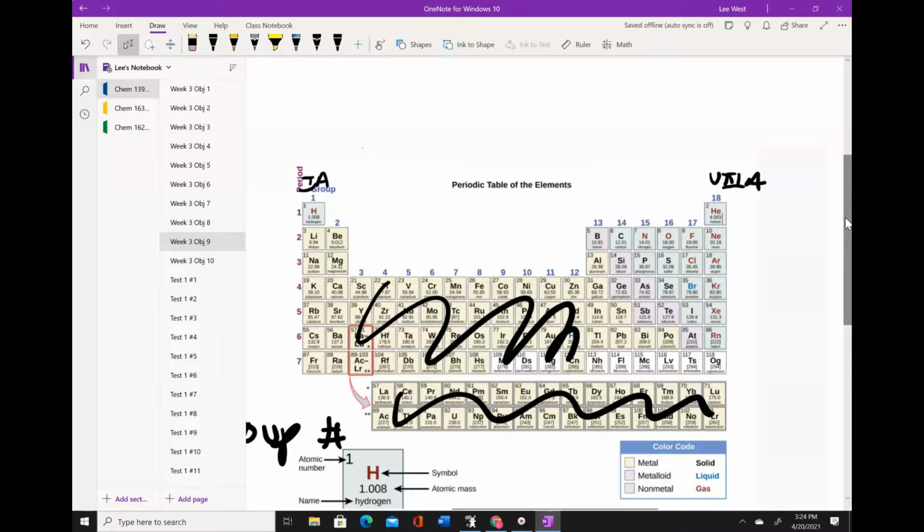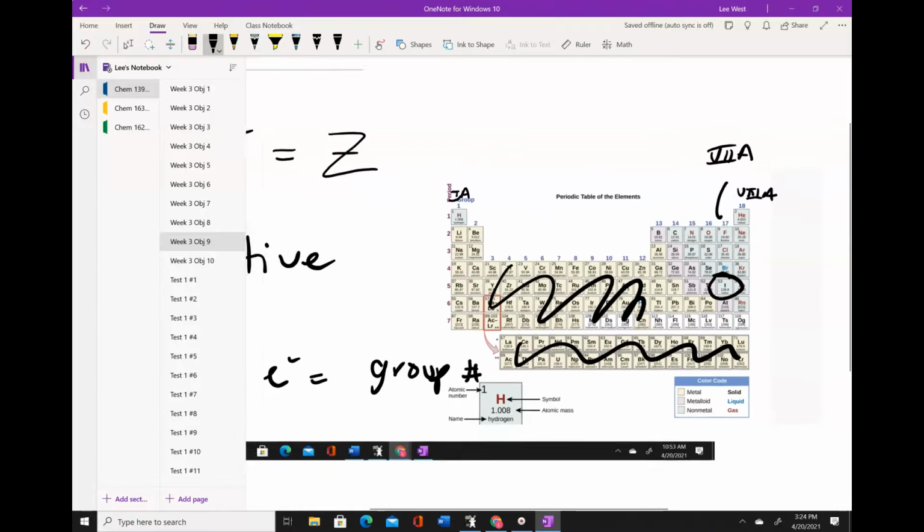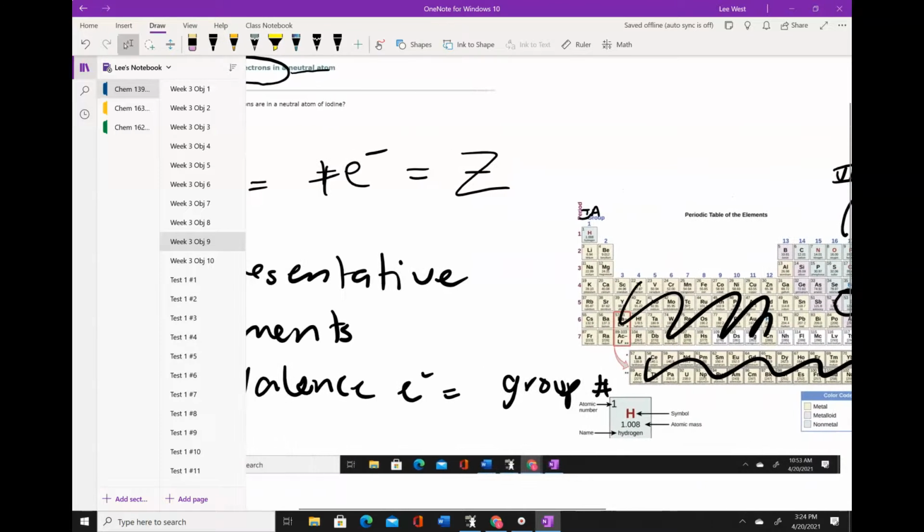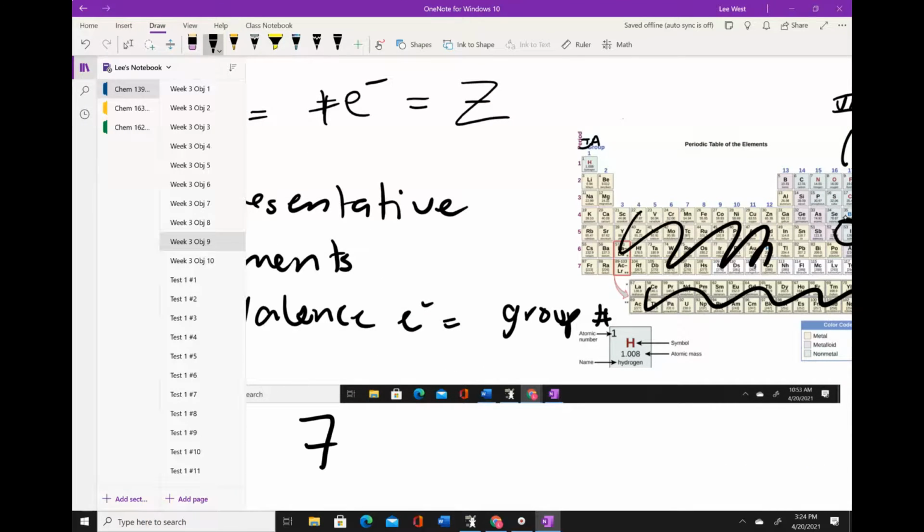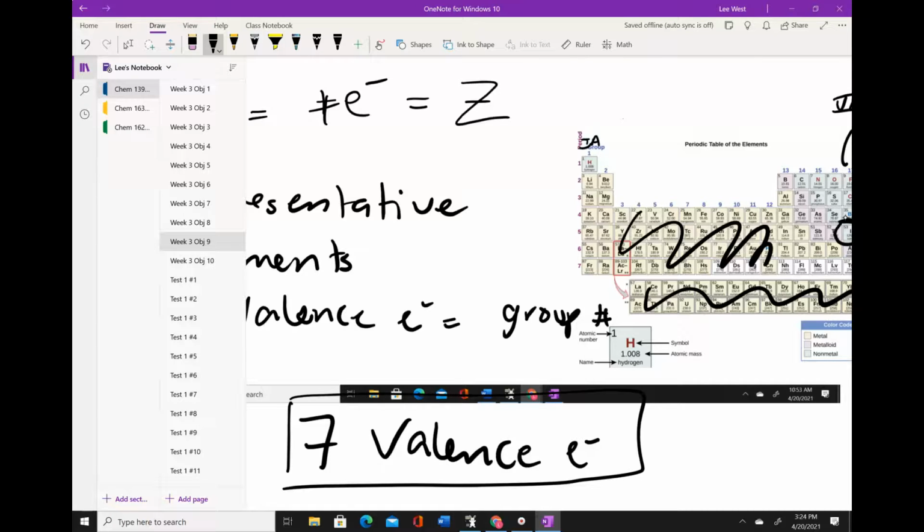So we're interested in the number of valence electrons that iodine has, and so iodine is in group 7A. And group 7A means that it has 7 valence electrons. There we go. So 7 electrons that are on the outer edge of that atom.